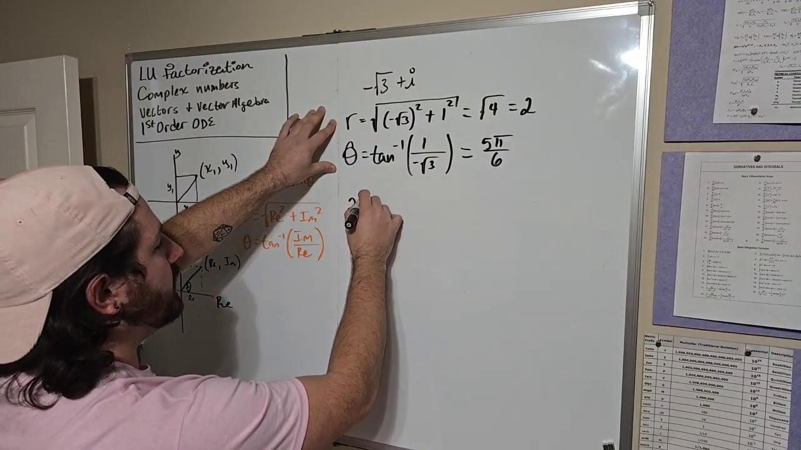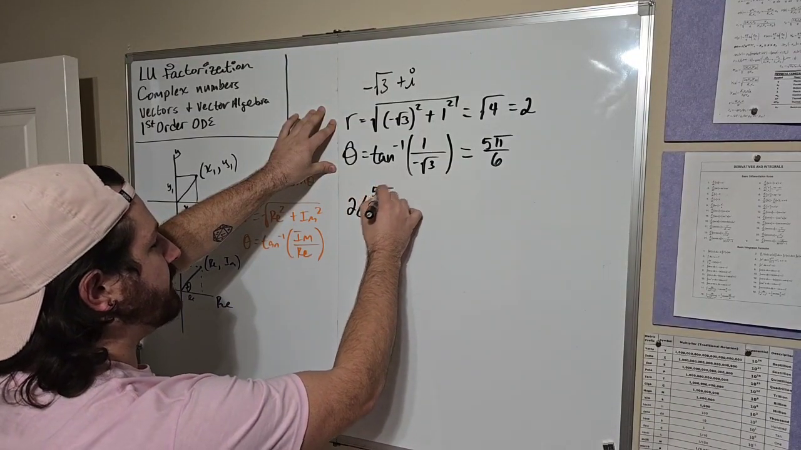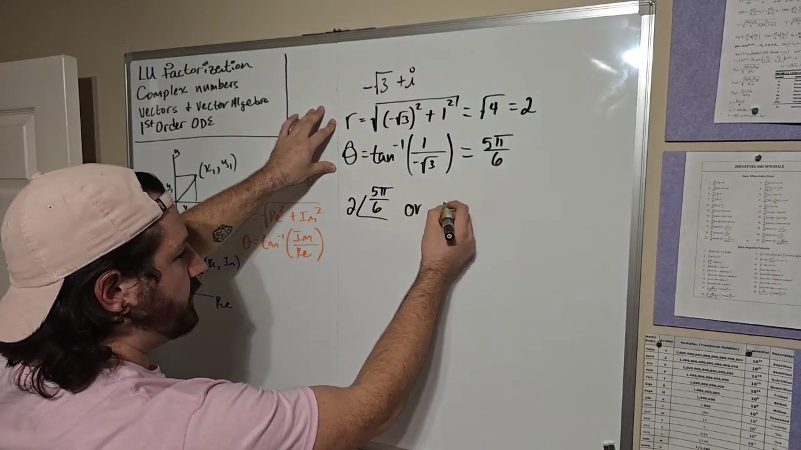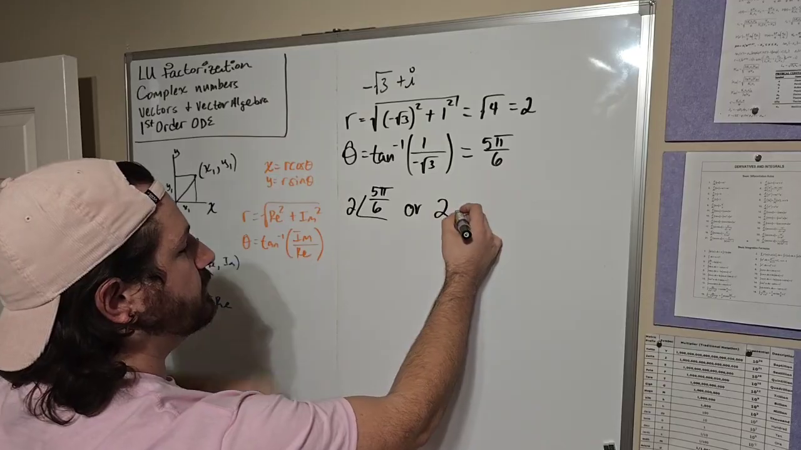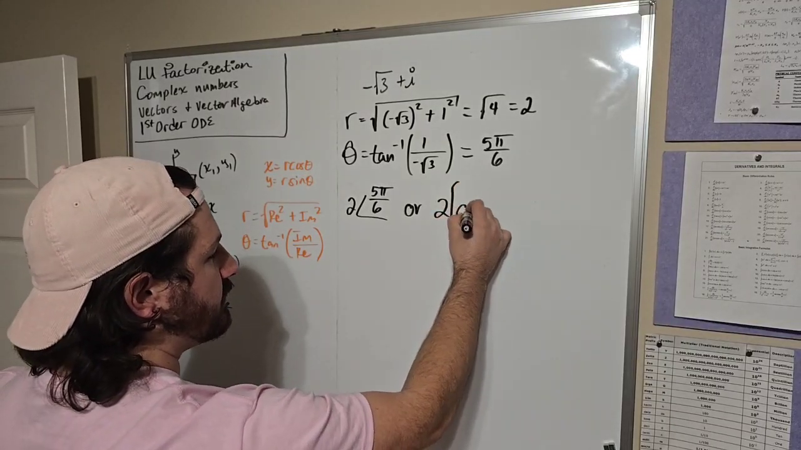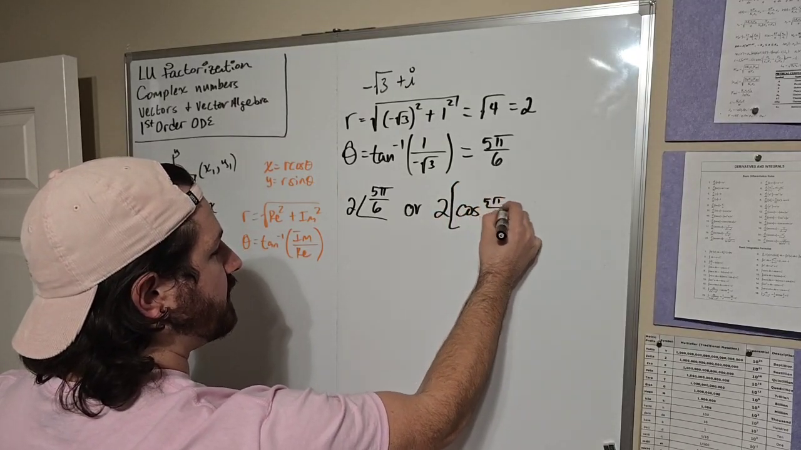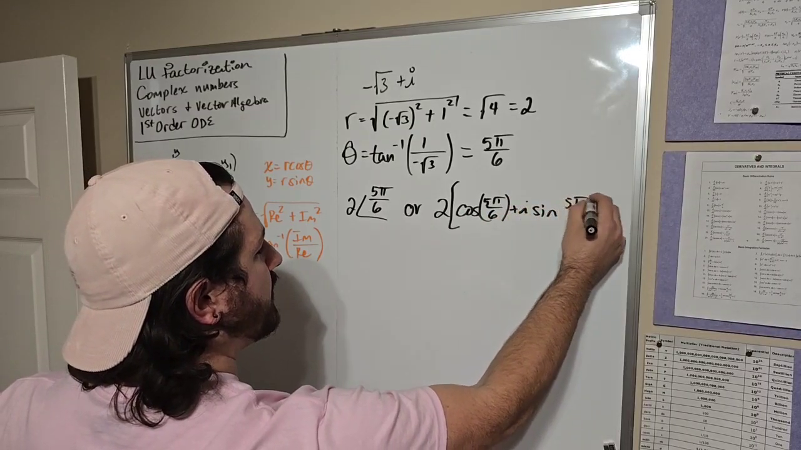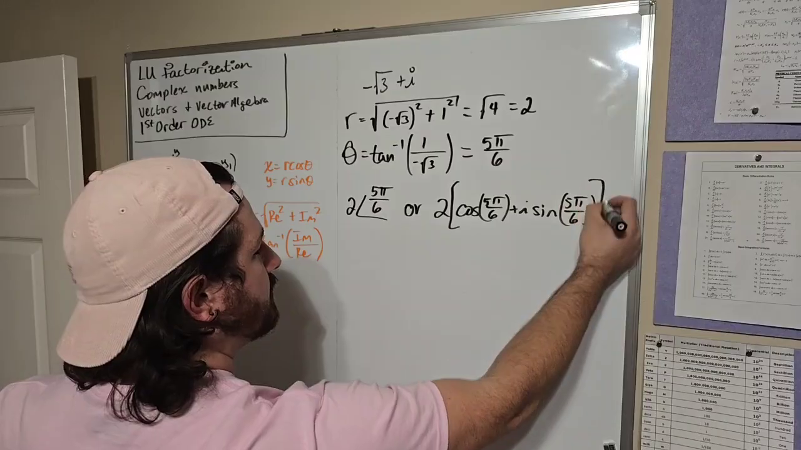So our electrical engineering polar form, our phasor form, is going to be 2, angle 5 pi over 6, nice and easy. Or we can write it in the calculus version where we have 2, and then we have our parenthesis, cosine 5 pi over 6, plus i sine 5 pi over 6.